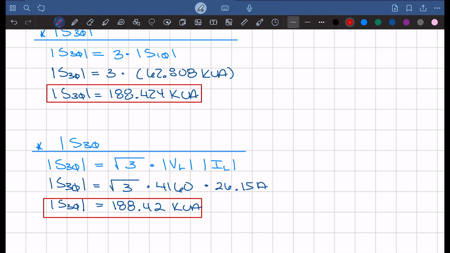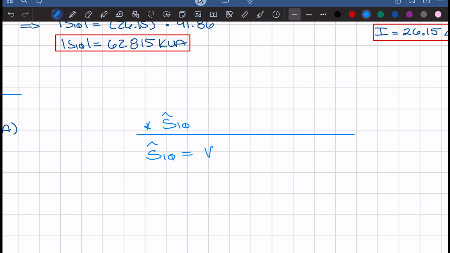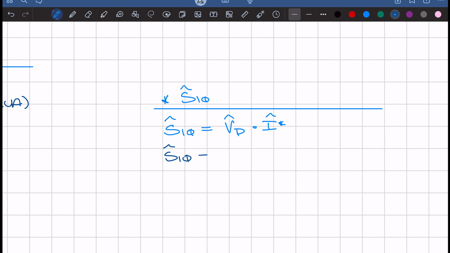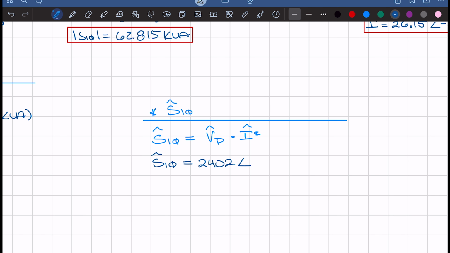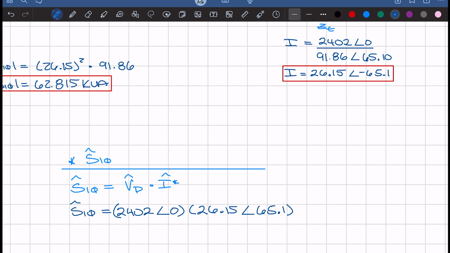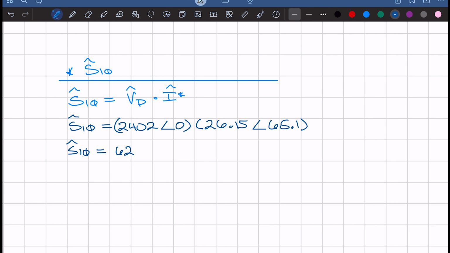188.42 kVA. Now moving on to the single-phase complex power. The single-phase complex power is equal to the complex phase voltage times the complex I conjugate. The single-phase complex power is equal to 2402 at an angle of 0 times 26.15 at an angle of 65.1. So this gives us a complex power of 62.812 kVA at an angle of 65.1.